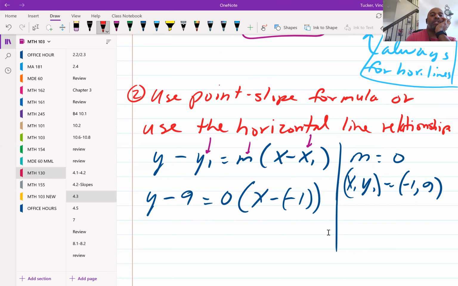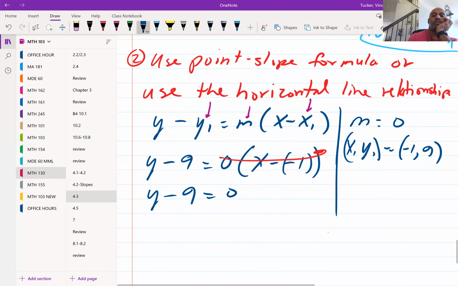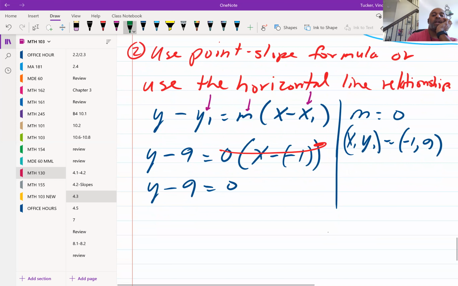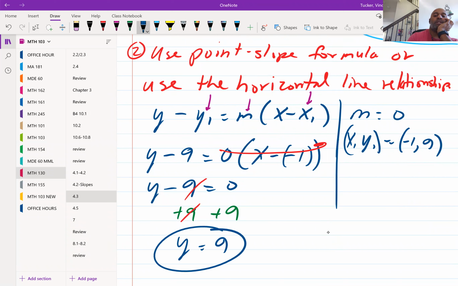All right, so 0 times anything cancels out that whole thing. So this is y minus 9 equal to 0. And now if we were to add 9 to both sides, y is equal to 9. All right. Questions on that before we look at the other way of finding this line?